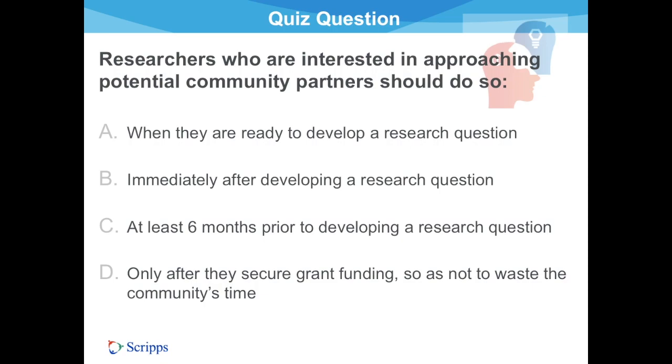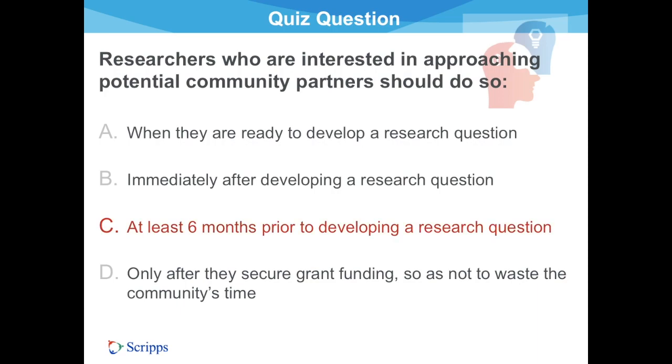Time for a quick quiz. Researchers who are interested in approaching potential community partners should do so: A. When they are ready to develop a research question. B. Immediately after developing a research question. C. At least 6 months prior to developing a research question. D. Only after they secure grant funding so as not to waste the community's time.